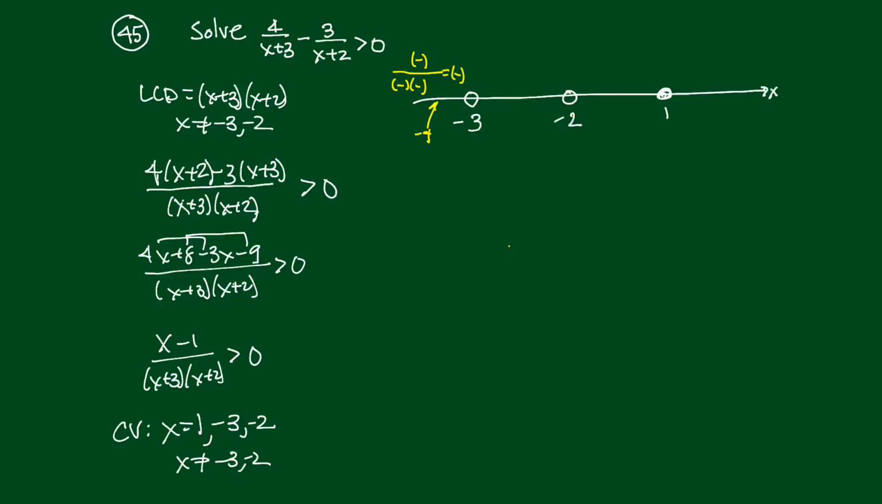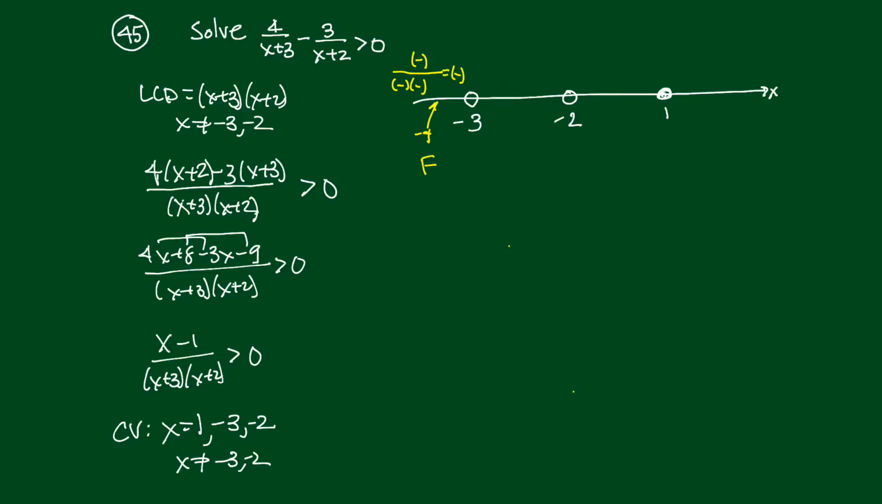So what we're saying is that if you pick any number in this interval, substitute it in here, you're going to get a negative over a positive, which is negative. So this whole thing would be negative. And negative greater than 0, that's false. No solutions in that interval. Let's move on to this interval.